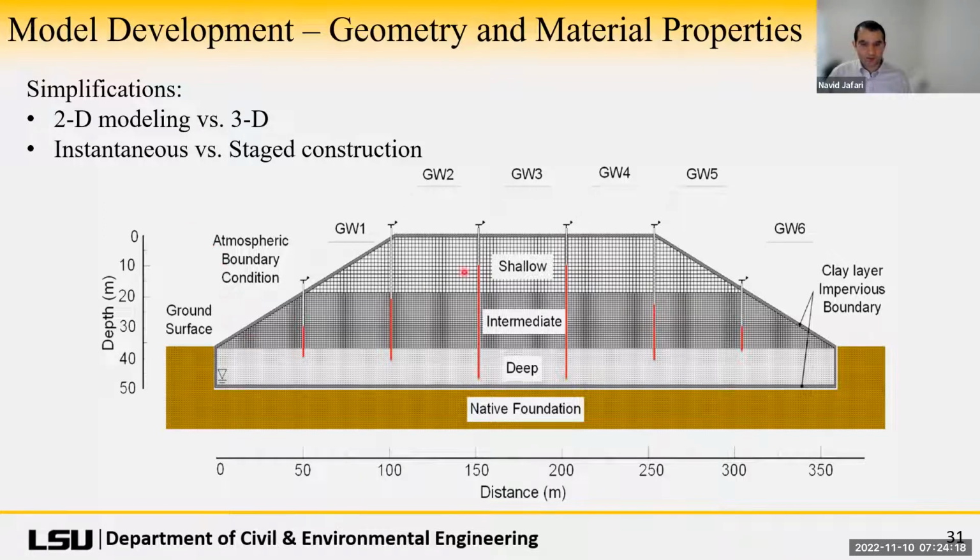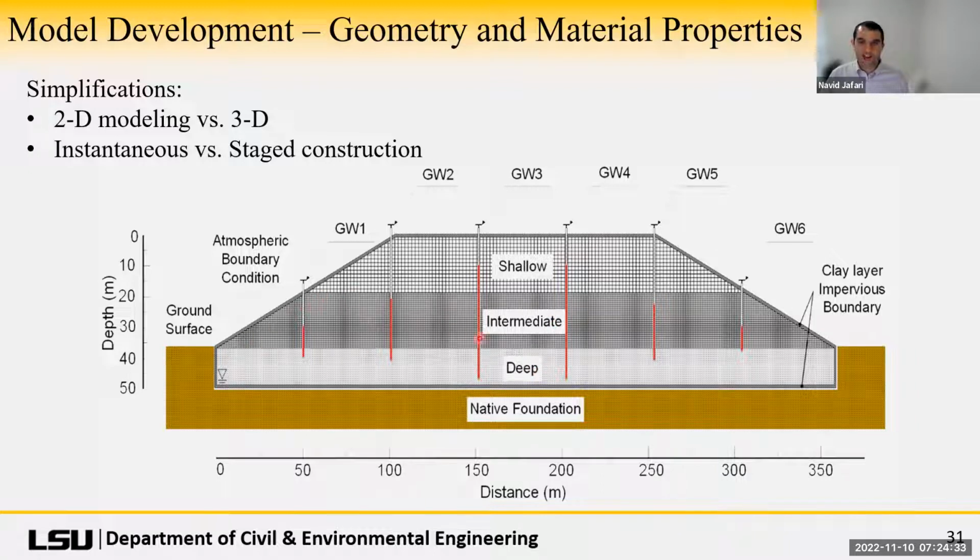So we have 3 different layers associated with this landfill. We have a shallow layer, intermediate, deep. The properties of these different MSW layers are going to change. Think of shallow as kind of sand-like, so more permeable, and then deep, more clay-like, less permeable.